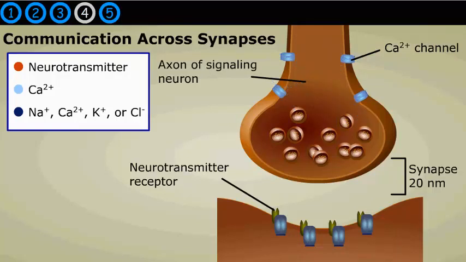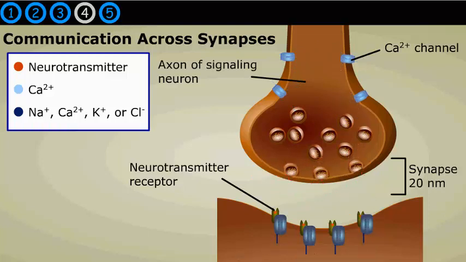Axons terminate at the synapse, the space between the neuron and its target cell. Here an action potential causes voltage-gated calcium ion channels to open. The resulting influx of calcium ions causes vesicles containing neurotransmitters to fuse with the synaptic membrane, releasing the neurotransmitters.